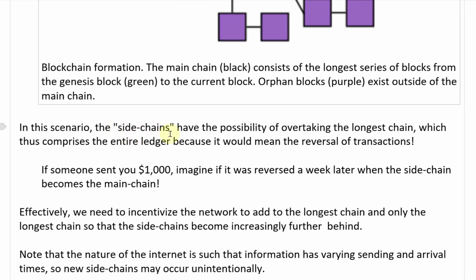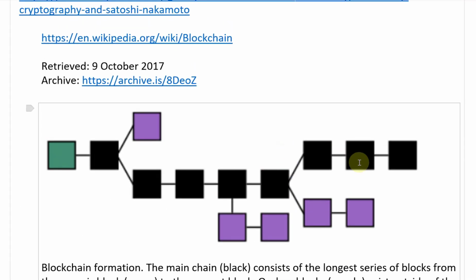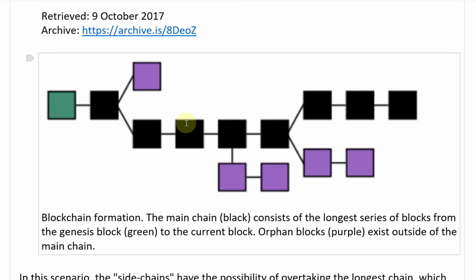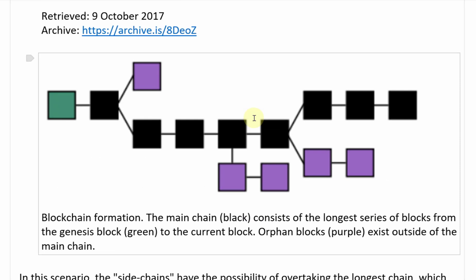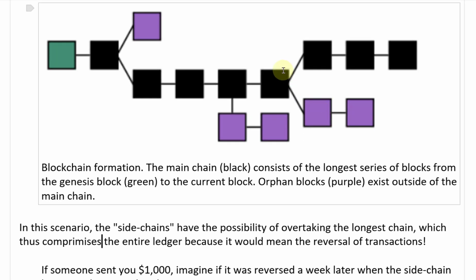So in this scenario, the, quote, side chains have the possibility of overtaking the longest chain, which thus compromises the entire ledger, because it would mean the reversal of transactions. So if people were following this blockchain or trusting it to hold their value, but now all of a sudden there's two different spendings, then they have to choose which one is valid for them and which one is not. So it's an issue of managing consensus. If all of a sudden there's a double spend and your house purchase was considered invalid, and consensus switches to a different chain, all of a sudden you have a bunch of worthless $1 million paper money, or digital paper money, that nobody trusts or values.